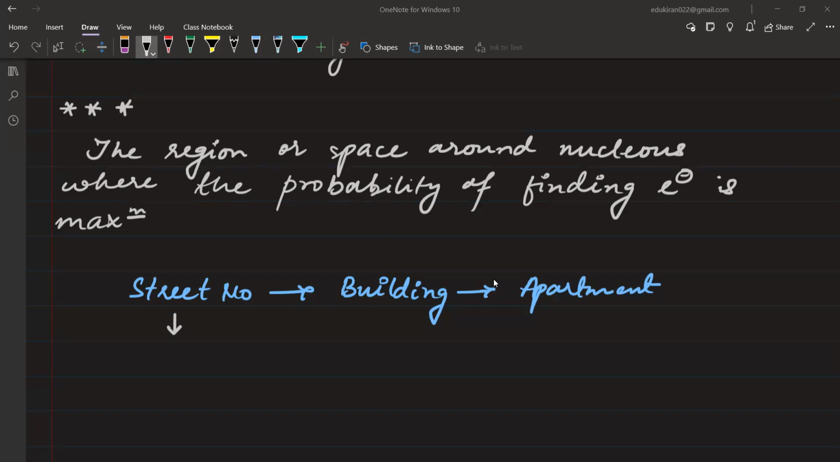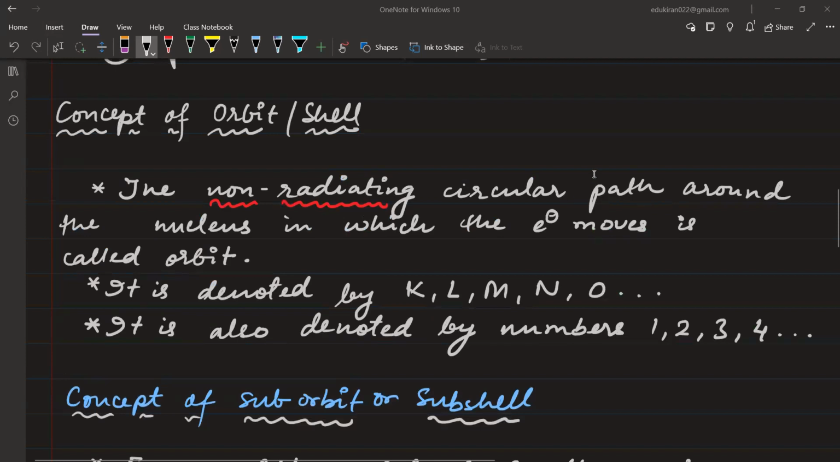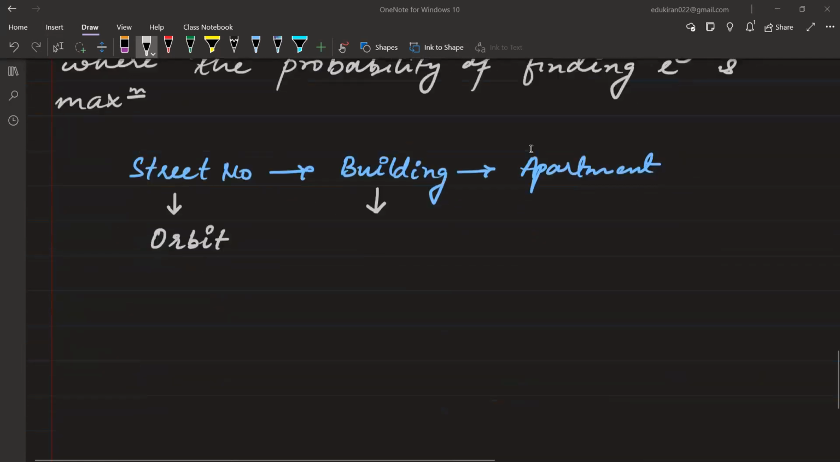Okay, I got some answers. Not the name. It is the orbit, na Kashif? Similarly, when we talk about building, then, no, not orbital. Orbit, Kashif, orbit. Circular orbit hota hai na? The non-radiating circular path. So at least remember this, that it is orbit. Street number, path number, right? So it is orbit. Okay.